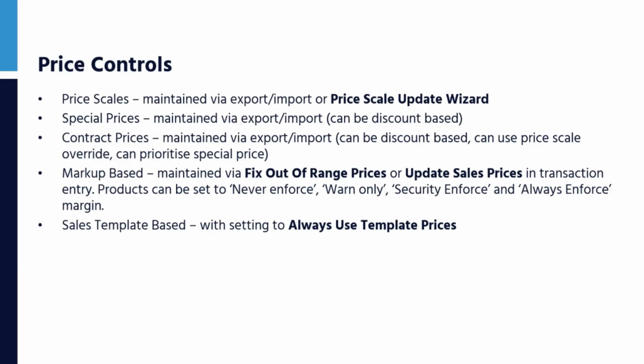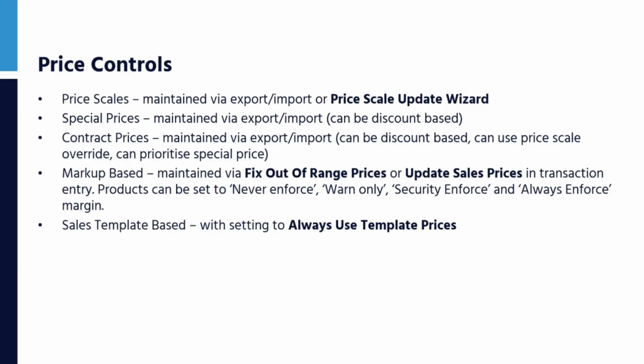But if you're doing B2B sales and you don't need to have nice looking prices that are 95 cents or whole dollars or something like that, it doesn't really matter, then you can use the price scale update wizard for that purpose. Special prices can also be maintained via export import. They are fairly flexible and you can base them upon discount as well. Contract prices can also be maintained via export and import. They can be discount based. They can also be a premium.